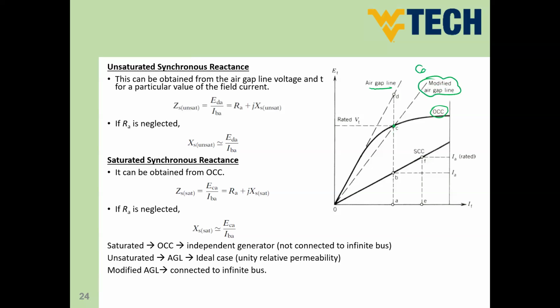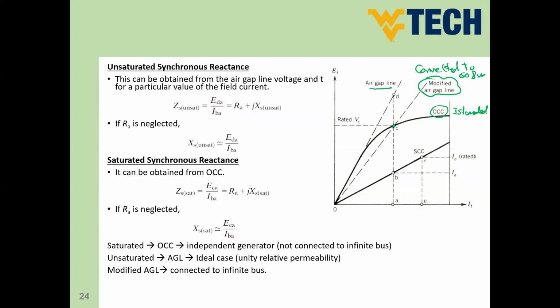So this is the modified air gap line that can be used only in case the machine is connected to the infinite bus. But the open circuit characteristic can be used if the machine is disconnected from the infinite bus. Okay, so we call this islanded mode. Islanded means it's not connected to the infinite bus.